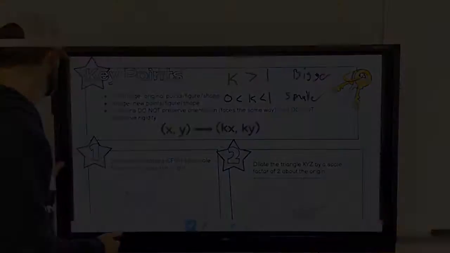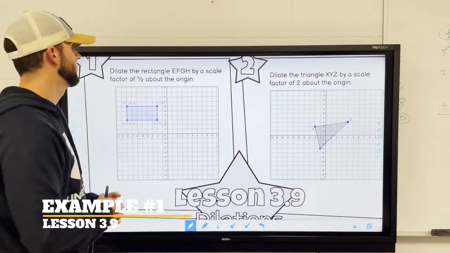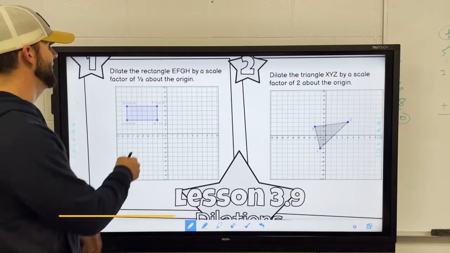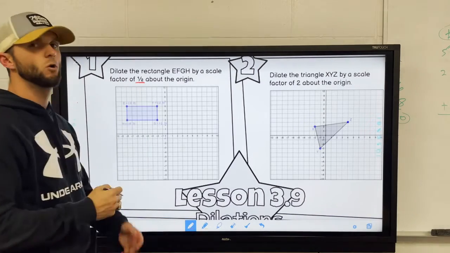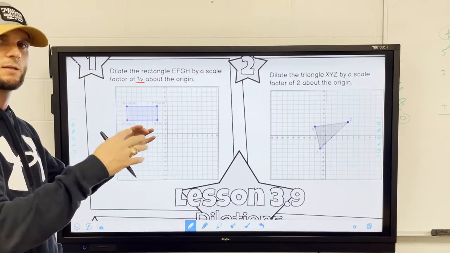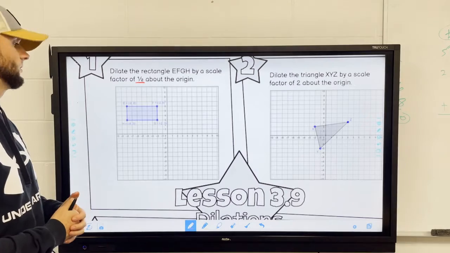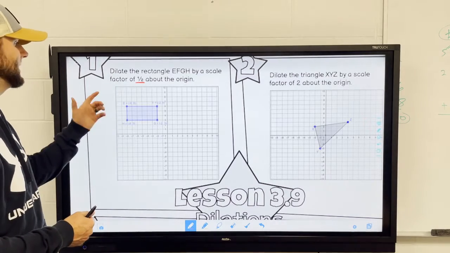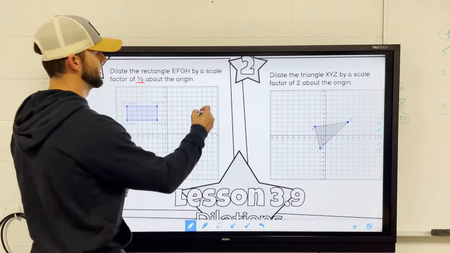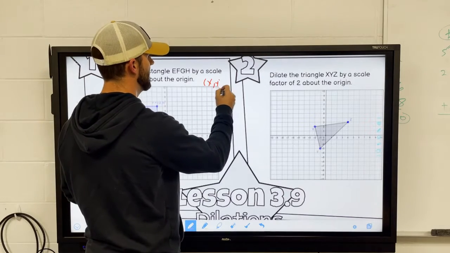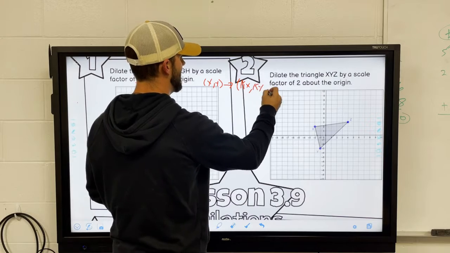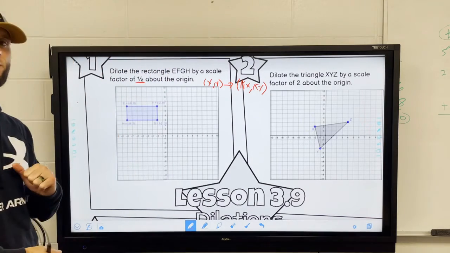So let's jump into the examples. On example number 1, it says to dilate the rectangle EFGH by a scale factor of 1/2 about the origin. Since 1/2 is in between 0 and 1, the shape is actually going to shrink. It's going to get smaller. So let's go ahead and do that. All I'm going to do is take each ordered pair, x comma y, and multiply each one by the scale factor. So I'm taking half of each ordered pair.